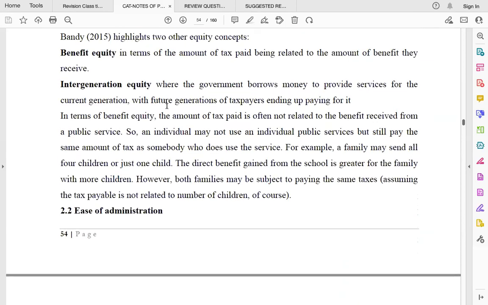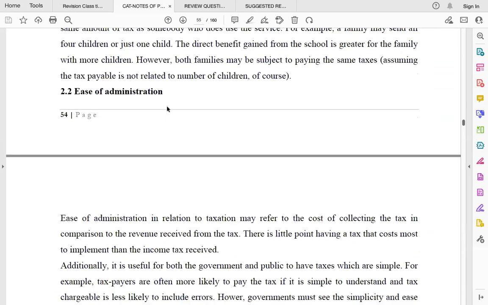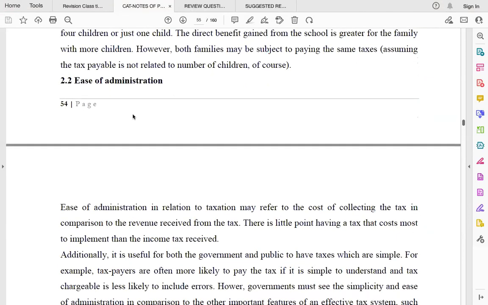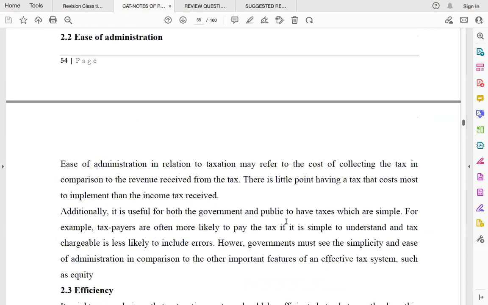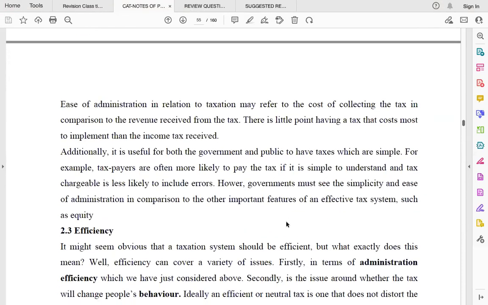Okay, good. The second characteristic of tax suitability is ease of administration. The cost of collecting the tax should be less than the revenue we receive from tax. Then efficiency. The tax system should be efficient.